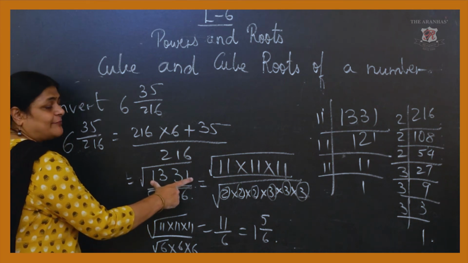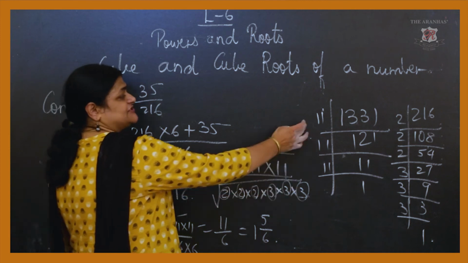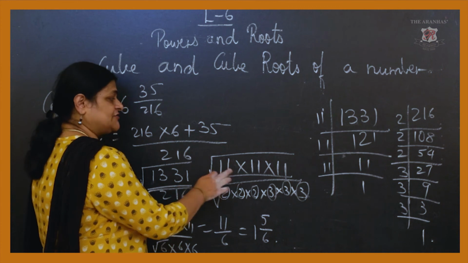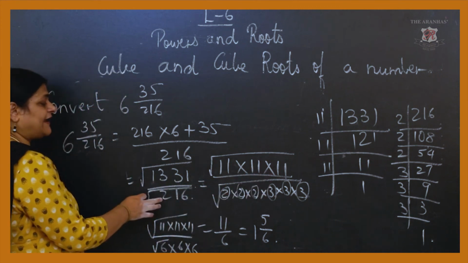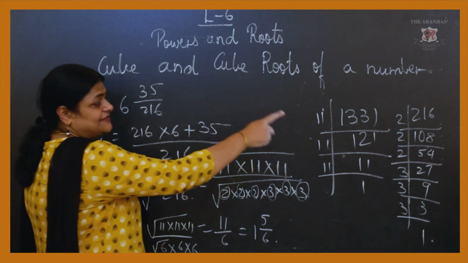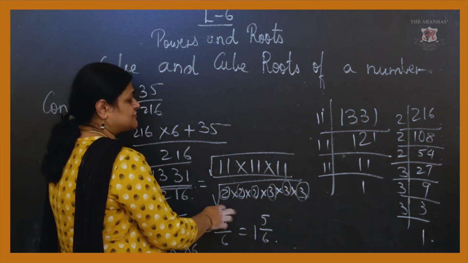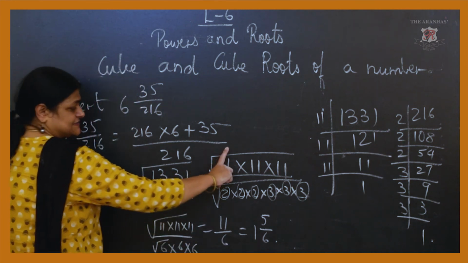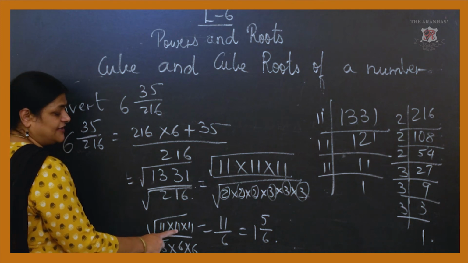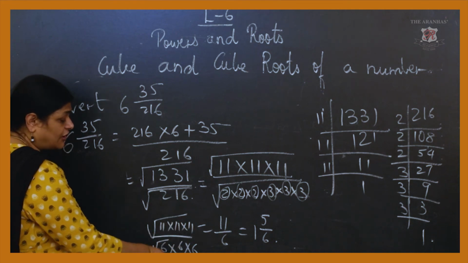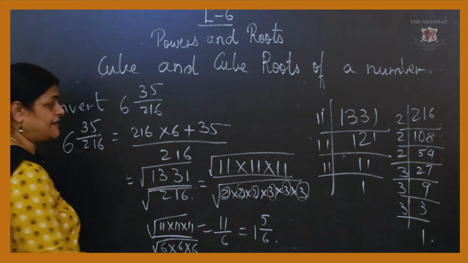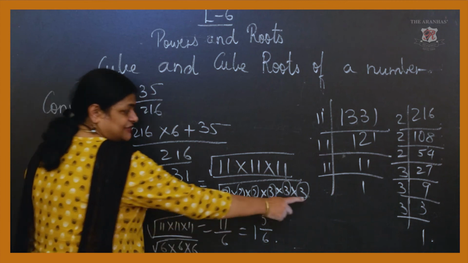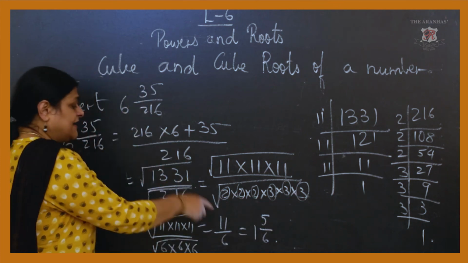Now you are going to take the prime factor of 1331, which gives you 11 into 11 into 11. So here you are going to write root 11 into 11 into 11 divided by root 216. Once you do the prime factor, I have done it over there, it comes to 2 times 2 times 2 into 3 times 3 times 3. Now here you are writing root 11 into 11 into 11, and here root 6 into 6 into 6. See here, 2 into 3, 6. 2 into 3, 6. 2 into 3, 6. That is equal to 11 upon 6.